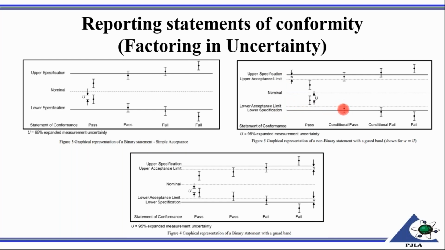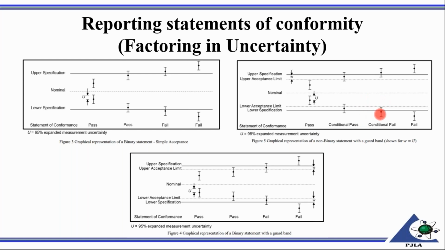You have a conditional pass here because the data that actually is collected is between the lower specification and the lower acceptance limit. So it's not a pass, it is a conditional pass. It is passing on the condition that the data collected is correct, but it's also showing in that line here the measurement uncertainty factored in. But it's factoring that in enough where it's saying it's a pass probably. And again, this is up to a 95% expanded measurement uncertainty. So that's pretty well the standard. There are tighter ones. You can get up to 99, but we're not going to cover that right now.